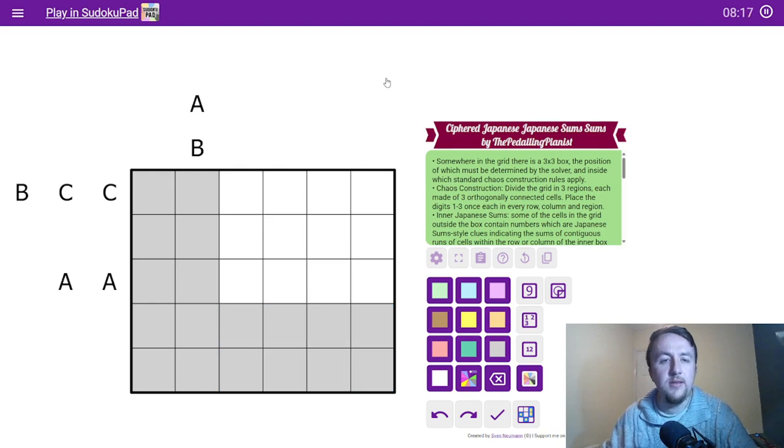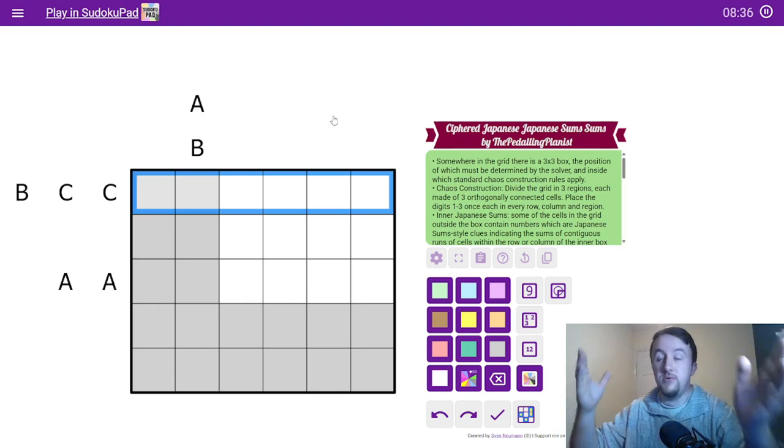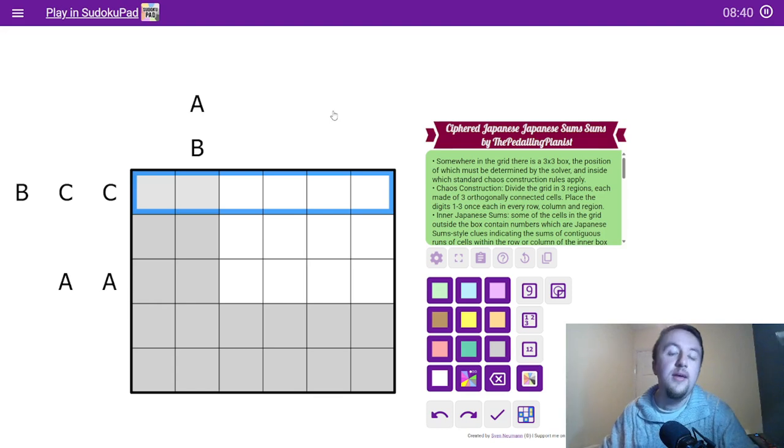Okay, now let's ask about BCC again. Just trying to remember the next step. We now know that B plus C equals 0 mod 4, because we now know that in this row we're going to see the digits 1, 2 and 3 within the grid, and internal Japanese sums clues that sum to 6, 1 plus 2 plus 3. So altogether this will sum to 12, so B plus C sums to 12.